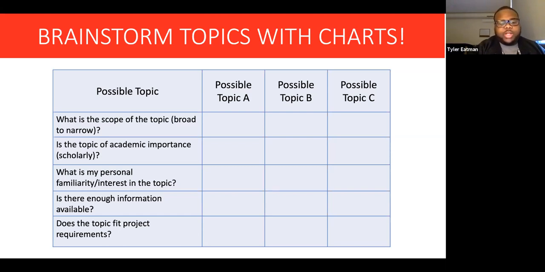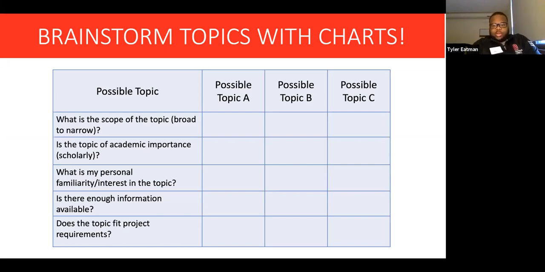So making sure that you look at what the scope of the topic is, so broad to narrow, looking at what the main focus of your paper is. Next is the topic's academic importance. Is it scholarly? Is it important to academics, or does it make sense when writing it? Is it my personal familiarity or interest in this topic?